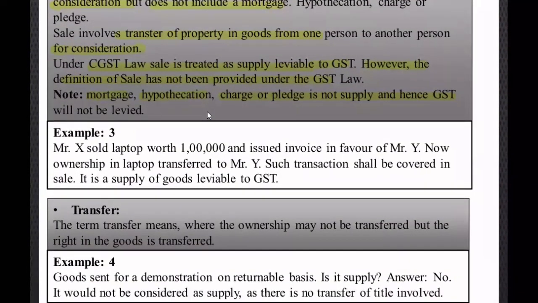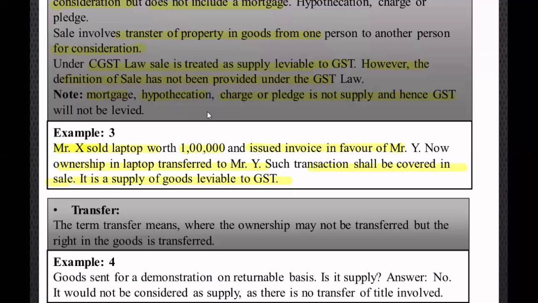Let's see an example. What actually is sale? Mr. X sold a laptop worth 1 lakh and issued an invoice in favor of Mr. Y. So Mr. X is selling his laptop worth 1 lakh rupees to Mr. Y, correct? Now ownership in the laptop is transferred to Mr. Y. Such a transaction shall be covered in the sale. It is the supply of goods leviable to GST. I'm not saying what amount of GST will be levied, but yes, if he is selling something, that means along with the sale, he also has to charge GST on it. Okay.